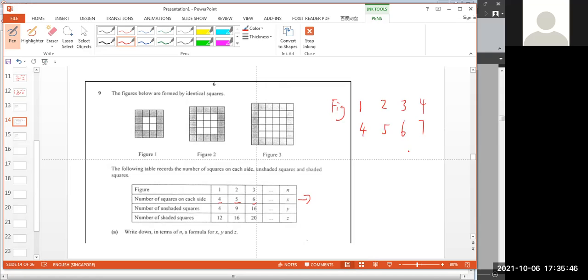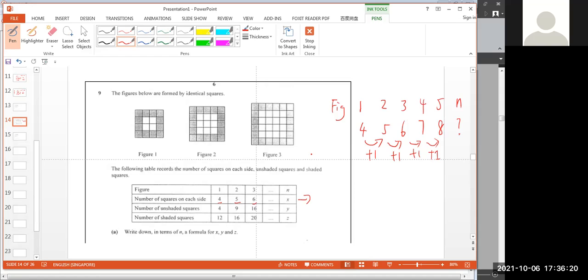So figure 4 will be 7, right? So if they ask for figure 5, then it will be 8. But now they ask for figure n. So how do you find figure n? That's the question. The trend here is every term in between is plus 1, plus 1, plus 1, and then plus 1. So basically it's going to be plus 1 all the way throughout. Am I right?